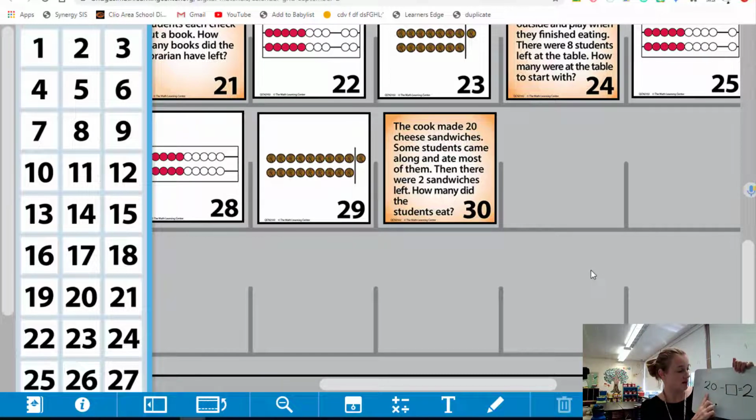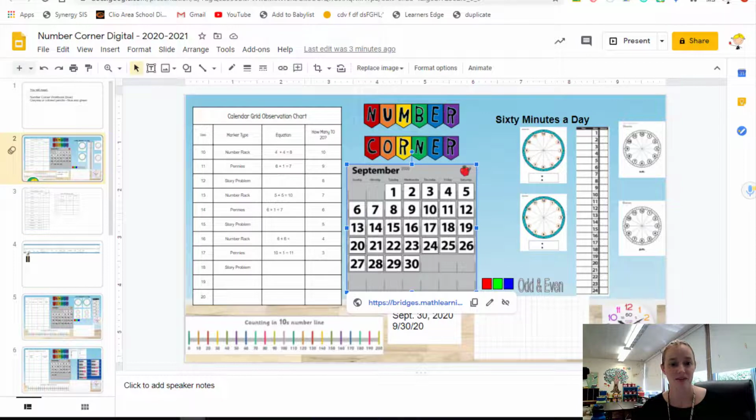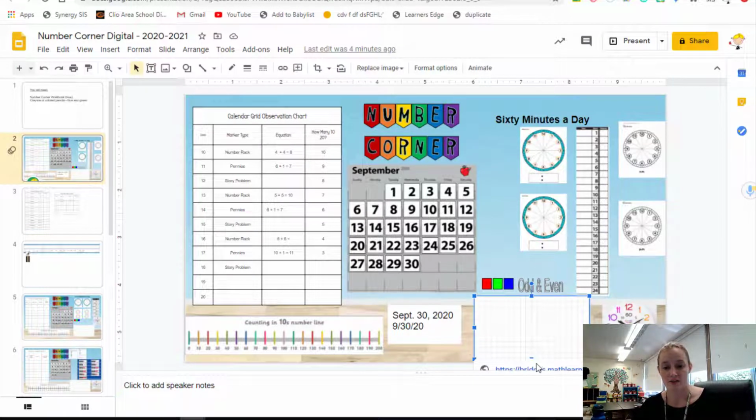Okay, so if I start with a number and I'm missing a number that's in the middle, I can just go ahead and subtract these 2 numbers. So I can take 20 minus 2. So let's count backwards. 20, 19, 18. So I know that 18 sandwiches were eaten. Okay, I could go ahead and put that on my calendar collector chart for today, but I'll do that after our video is done. All right, let's go ahead and go to our odd and even chart for today.